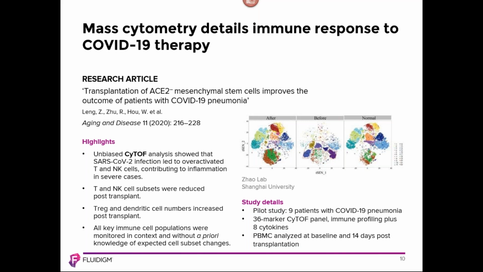This enabled a system-level analysis that showed overactivation of T and NK cell subsets that likely contributed to inflammation in the severe cases. The researchers did not have to guess at which populations to focus on before beginning their study. Mass cytometry provides the breadth and depth needed, especially when investigating a new disease.